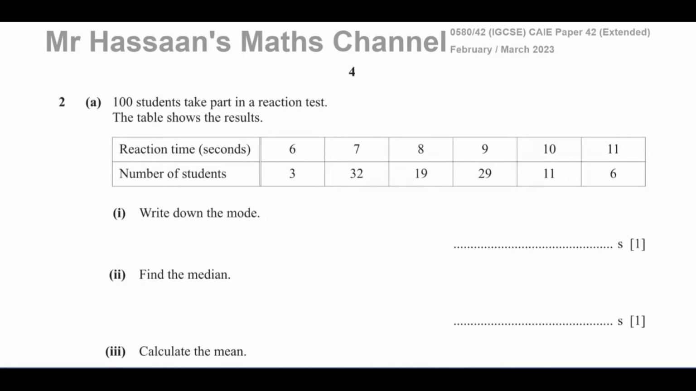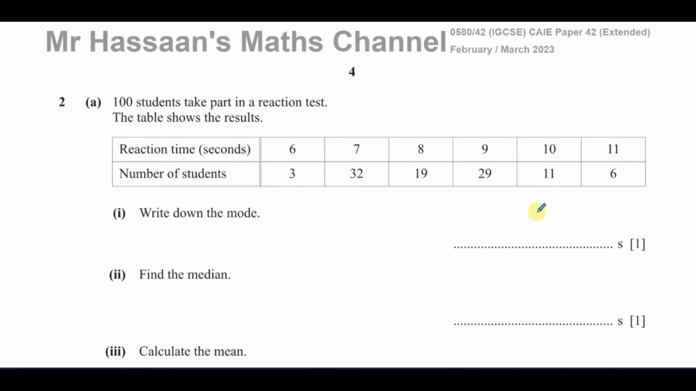Now, the first question, 2 part A, says 100 students take part in a reaction test. The table shows the results. The reaction time in seconds: you've got 6, 7, 8, 9, 10, 11. And the number of students who had those reaction times are given as 3, 32, 19, 29, 11, and 6.